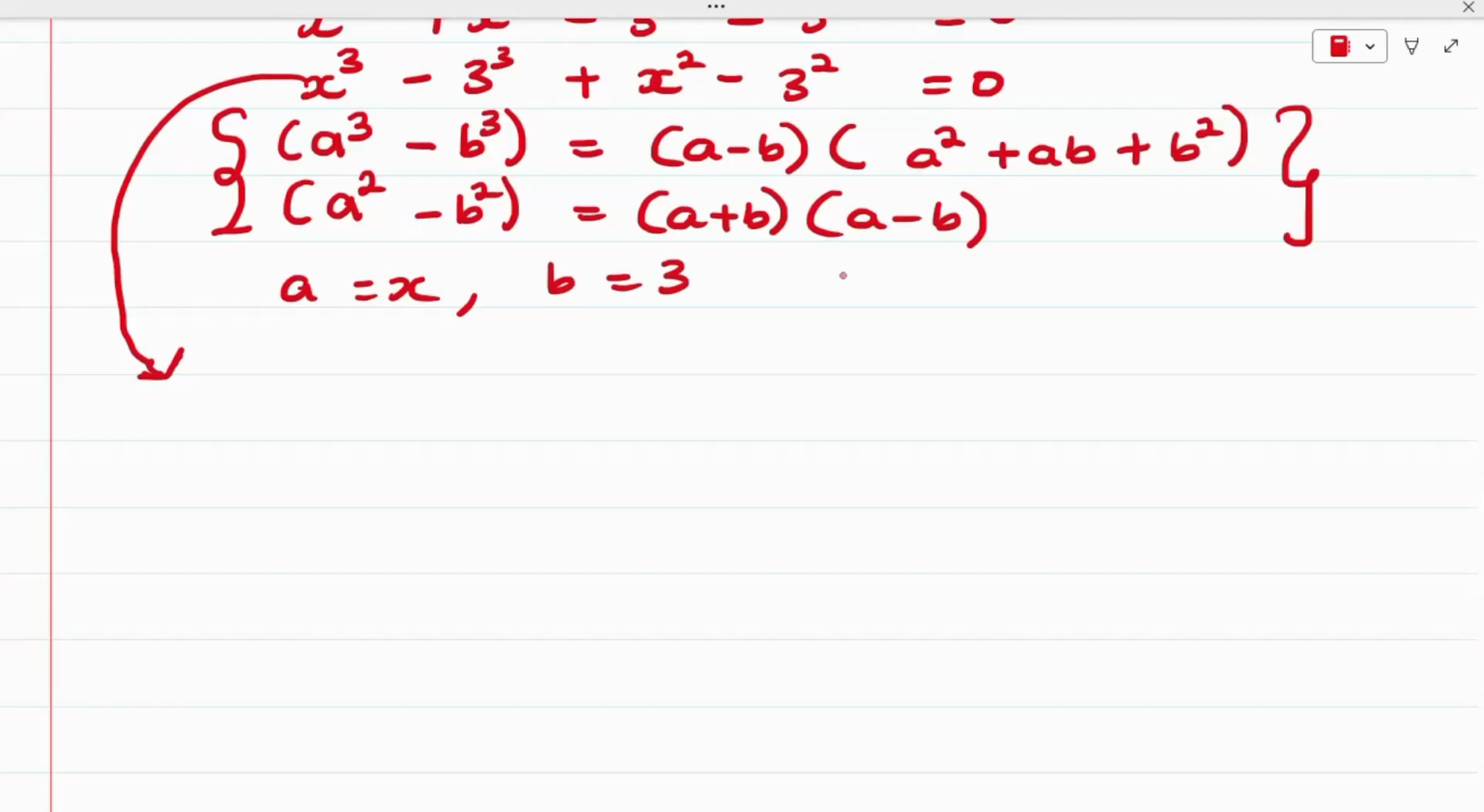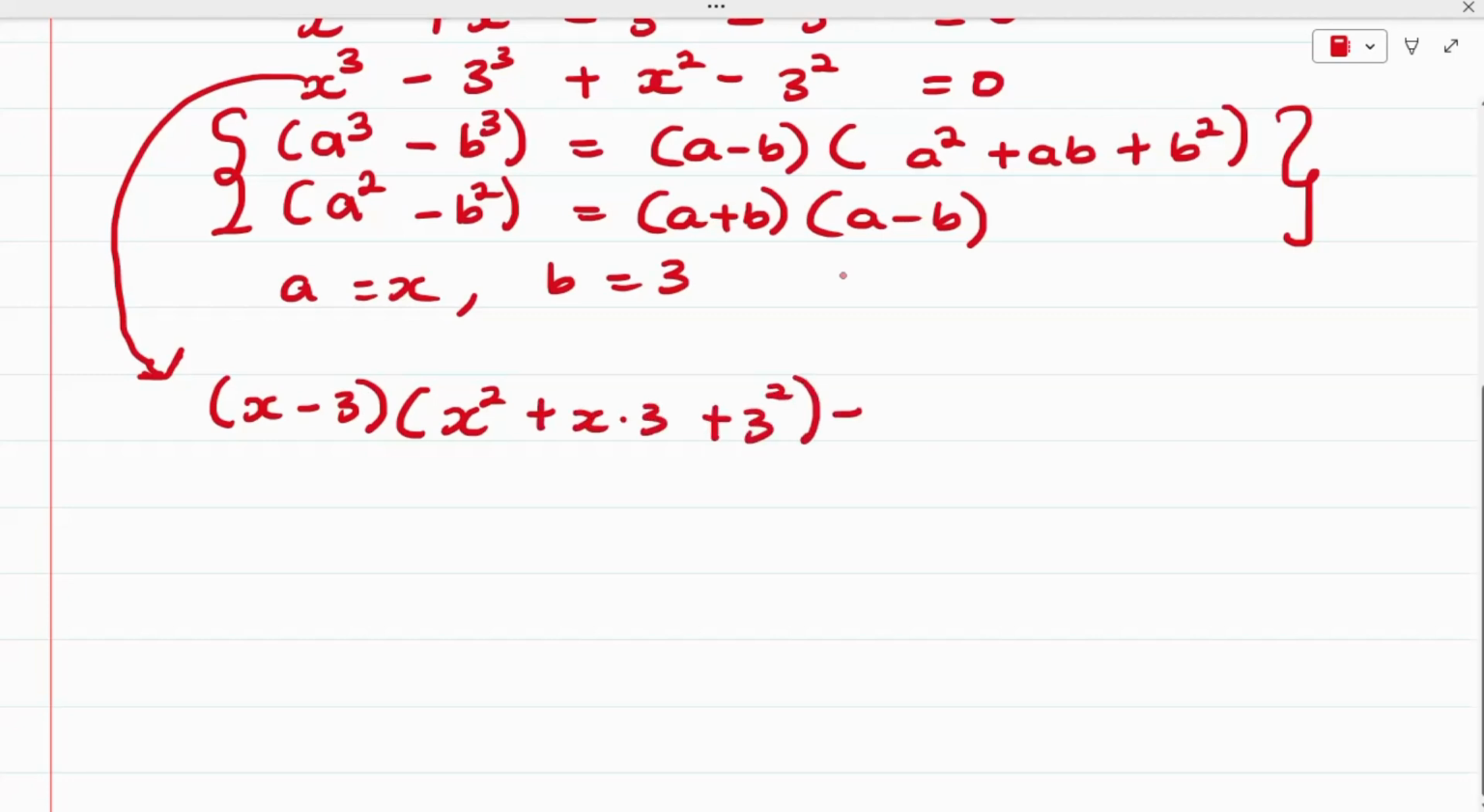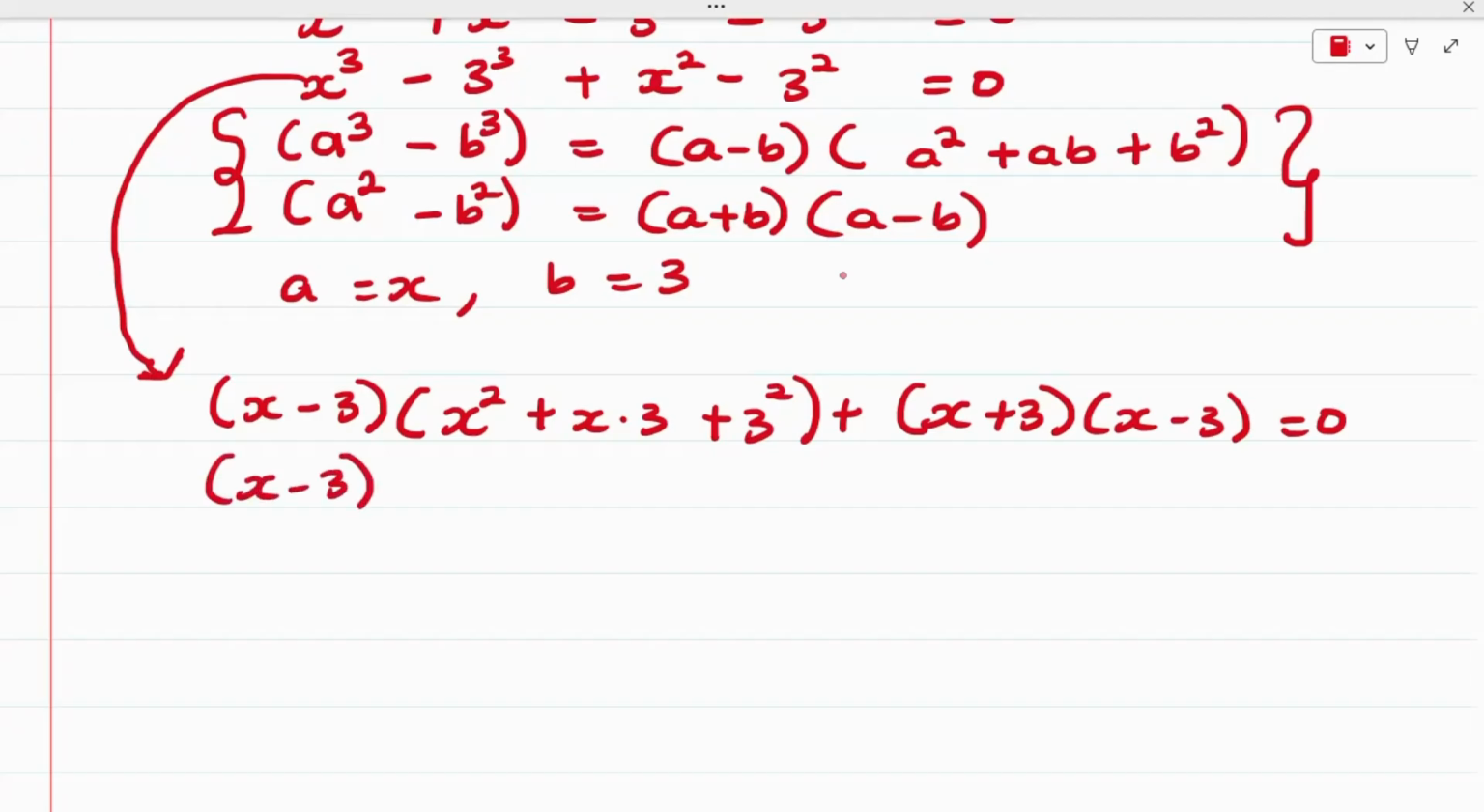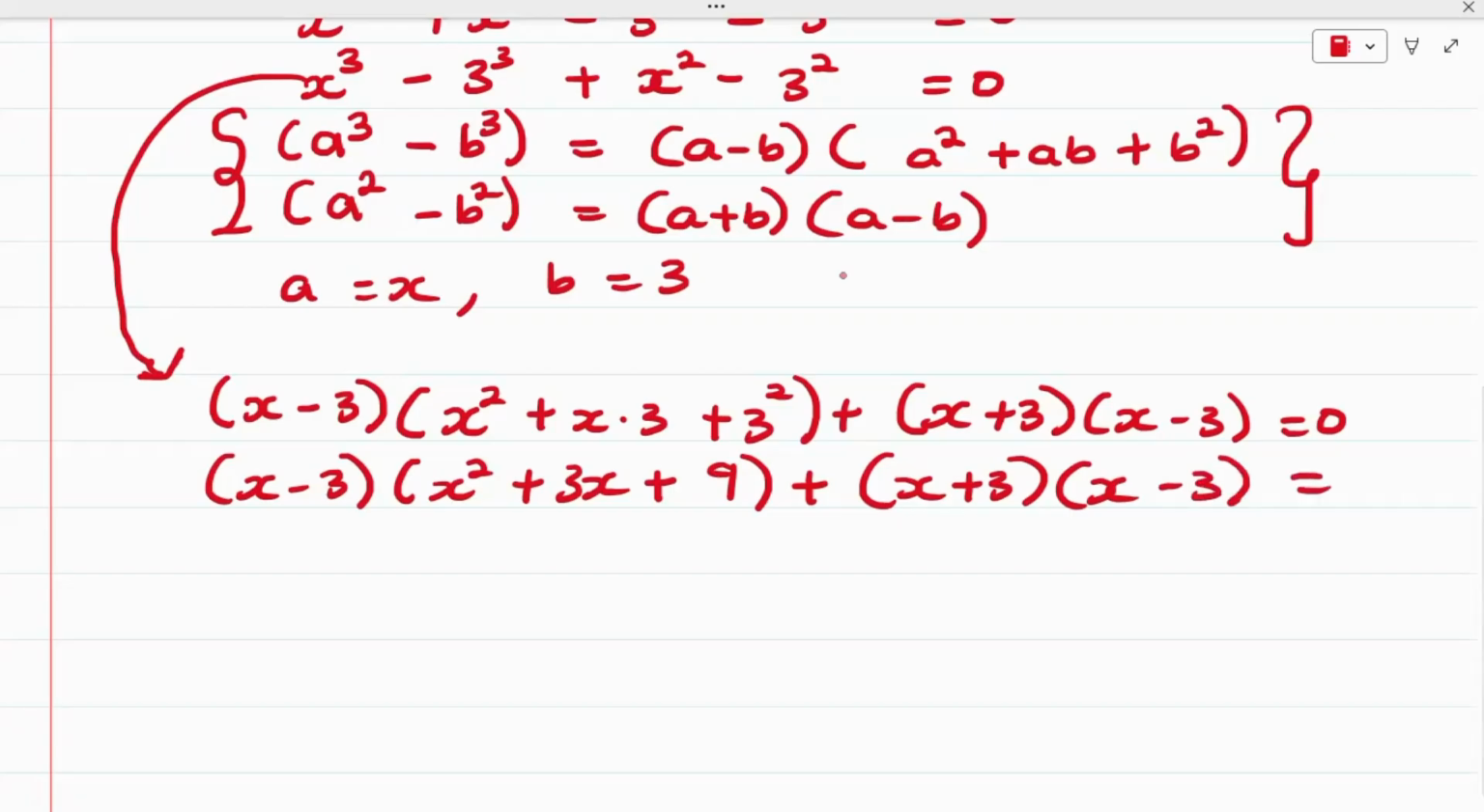So from here, we have (x minus 3) multiply (x squared plus x multiply 3 plus 3 squared), plus, now applying the difference of squares formula, (x plus 3) multiply (x minus 3), and this is equal to 0. So we have (x minus 3) multiply (x squared plus x multiplied by 3, which is 3x, plus 3 squared, which is 9), plus (x plus 3) multiply (x minus 3) equals 0.